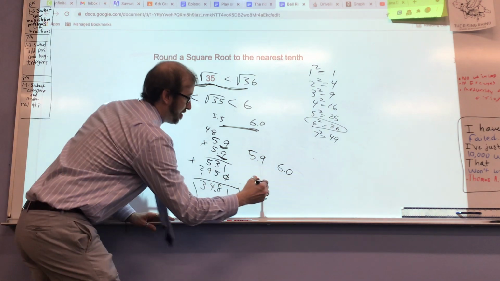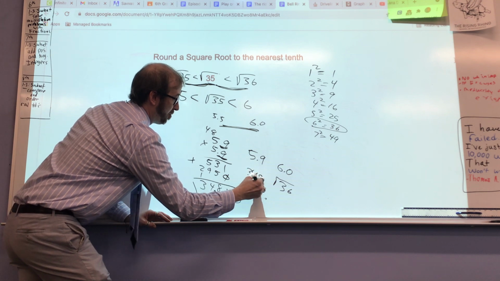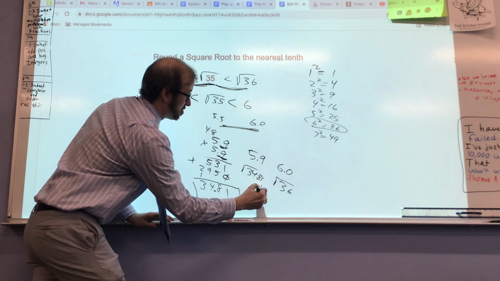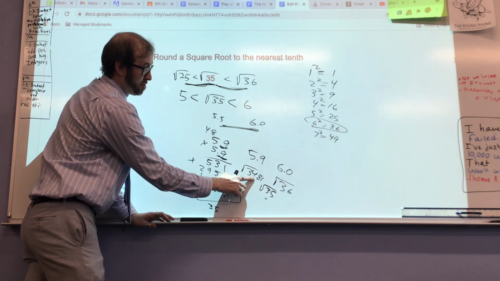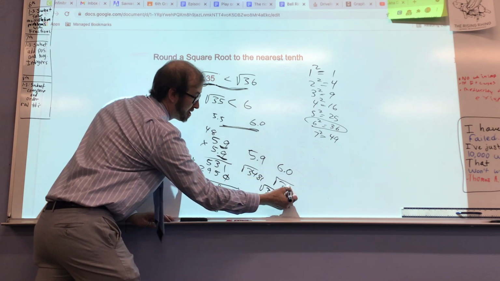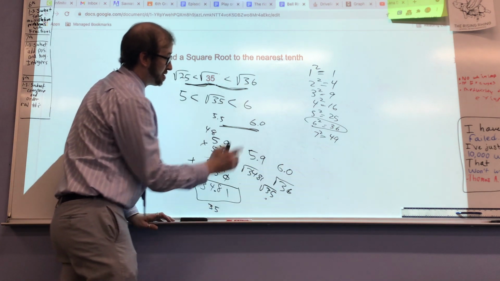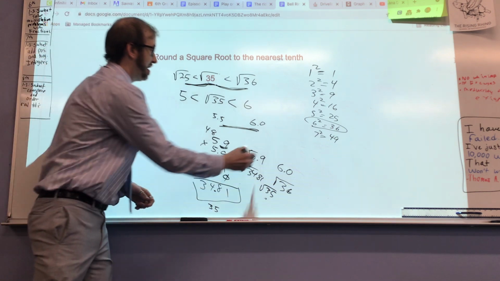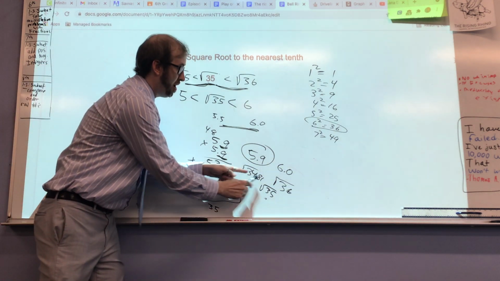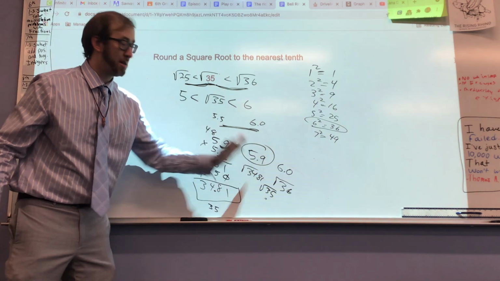Let's write it down. So this would be 36, and 5.9 is 34.81. Which one is closer to radical 35? This is away by 0.19. Meanwhile, this is away by a whole 1. So it's a lot closer to the 5.9 than it is to the 6. So we're going to go with 5.9 as your answer, rounded to the nearest tenth, because you want one below and one above the 35, or whatever number you're dealing with, and you know it's that to the nearest tenth.